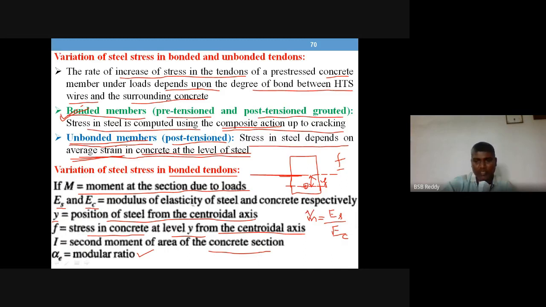So 1 by M is the notation used in other textbooks for conventional concrete. In case of RCC designs, we will be using 1 by M as the modular ratio. Here it is mentioned as alpha.